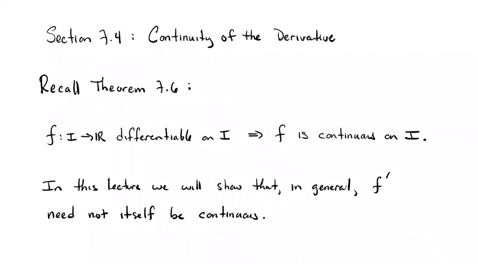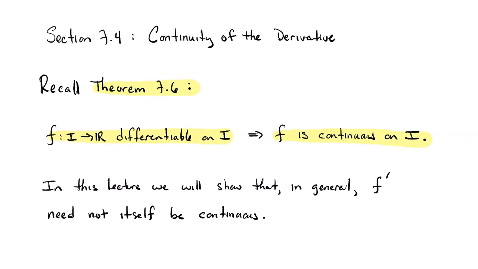Starting from the top, let's recall what we've already proven, theorem 7.6. Theorem 7.6 says that if a function is differentiable at a point, then it's continuous at that point. So in particular, if you have some function f that's differentiable at every point on an interval, then that function will be continuous at every point on that interval. Or just briefly, differentiability implies continuity.